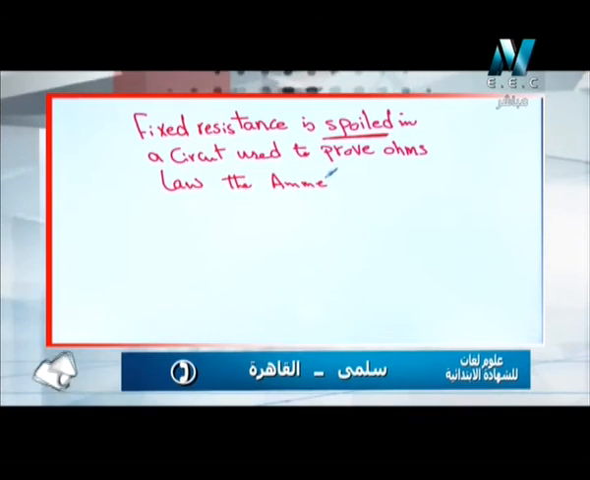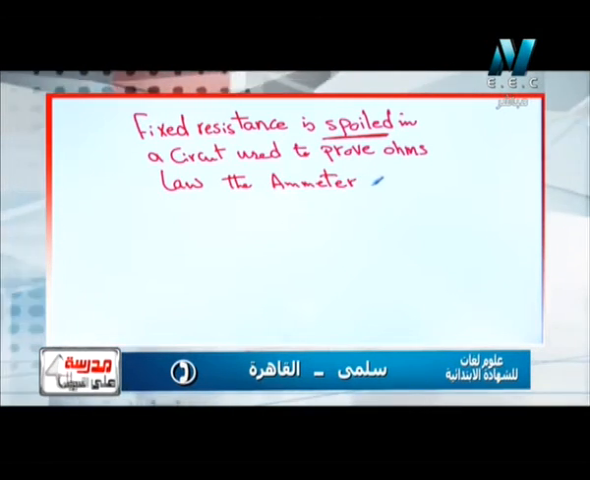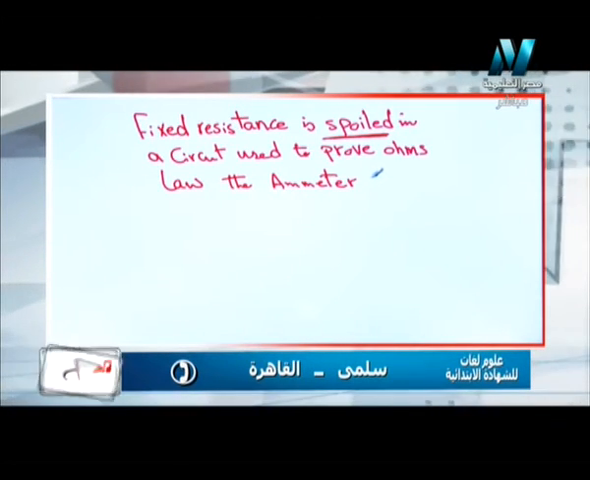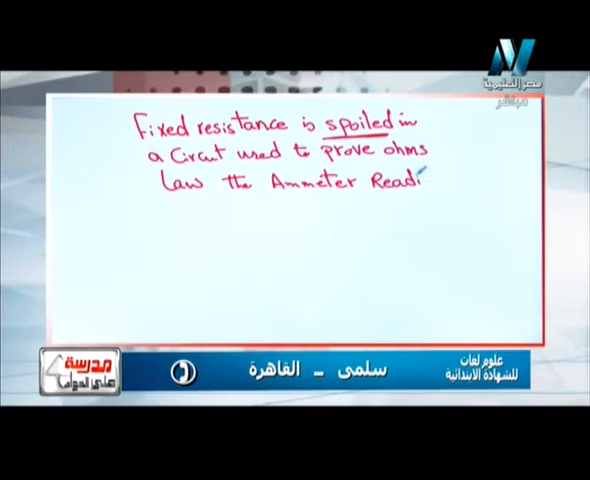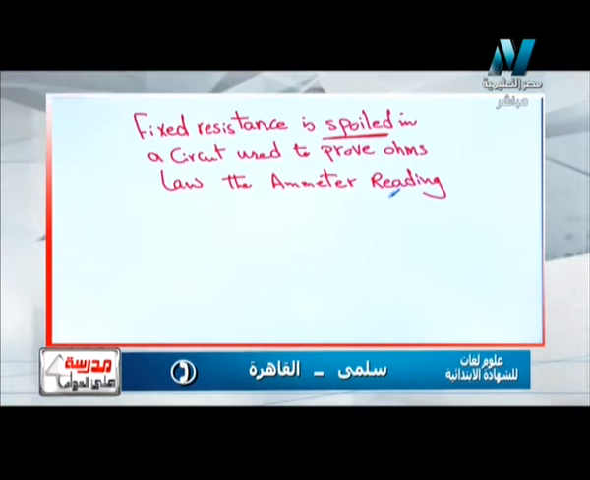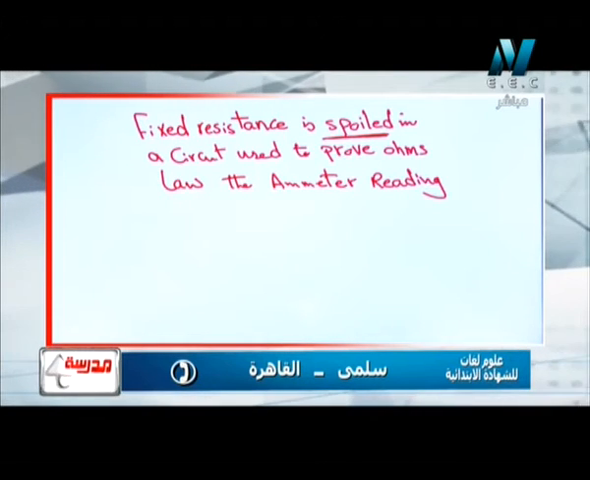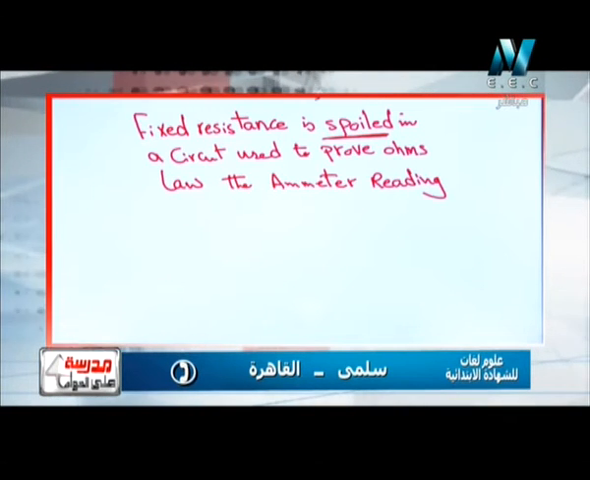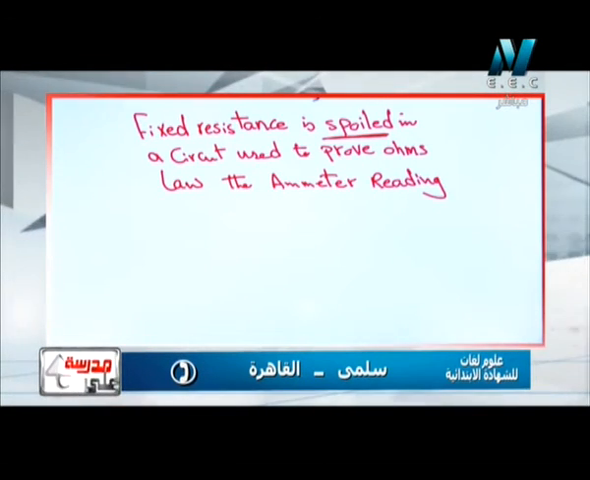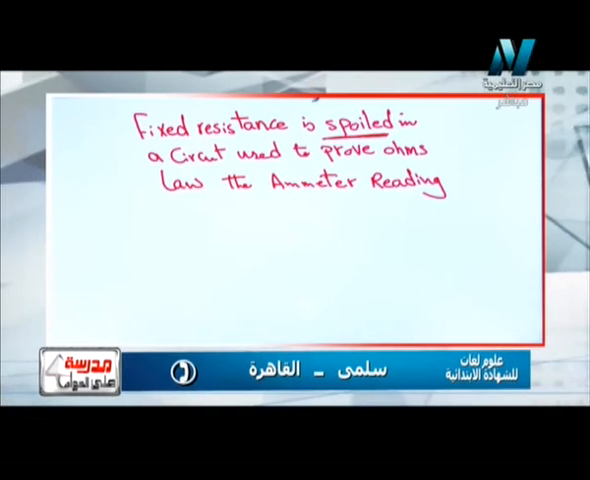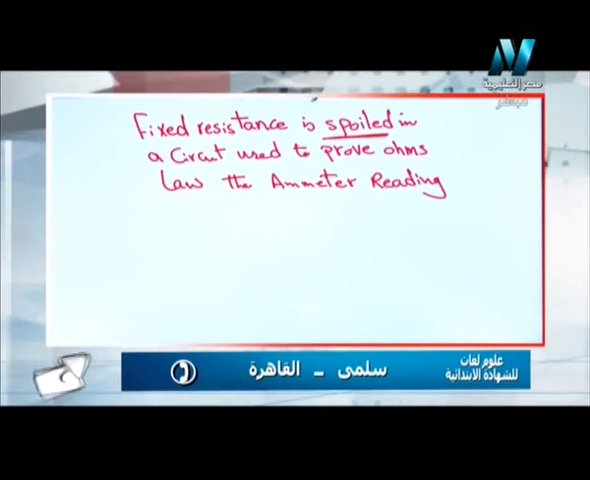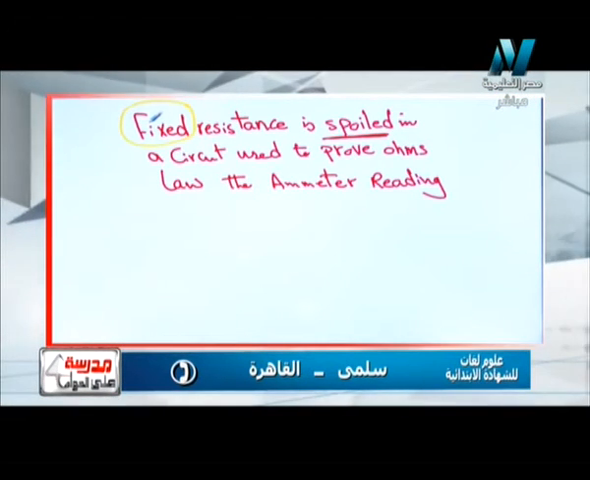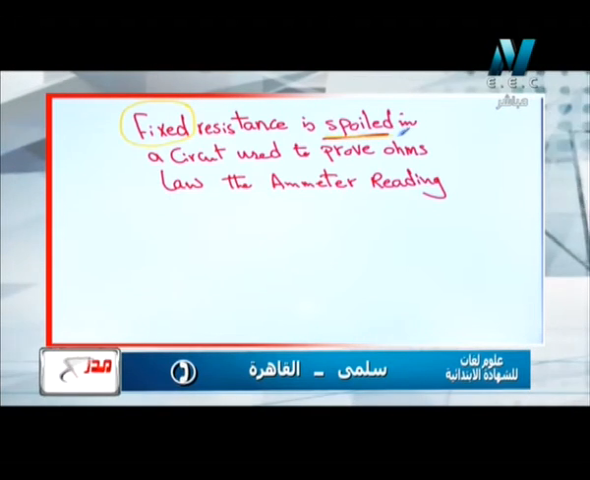What is meant by spoiled? It's immersed in a circuit. So here the ammeter reading is what? When we prove Ohm's law, we need a rheostat, a variable resistance. With the variable resistance, we change the length of the wire or the cross section of the wire, so it will change at any moment, unlike a fixed resistance. So spoiled here means damaged.